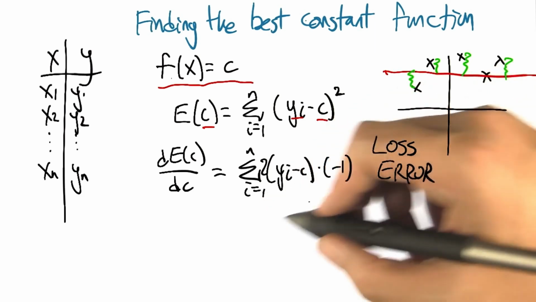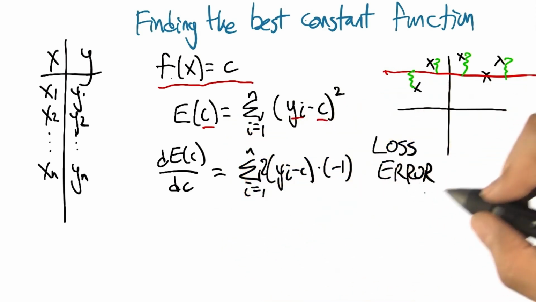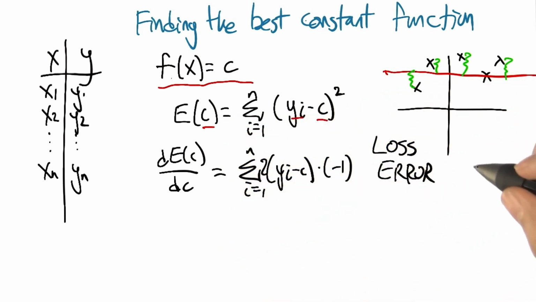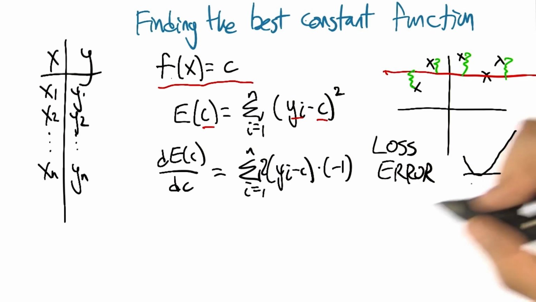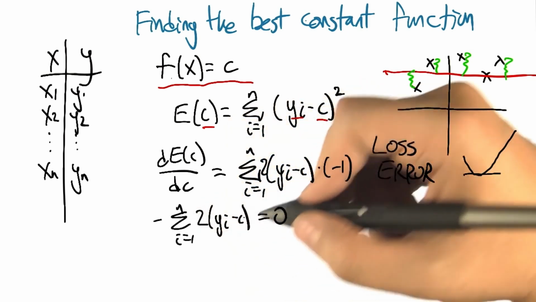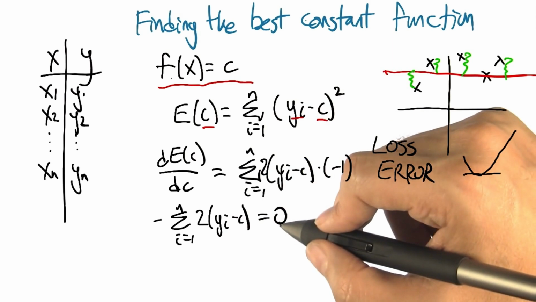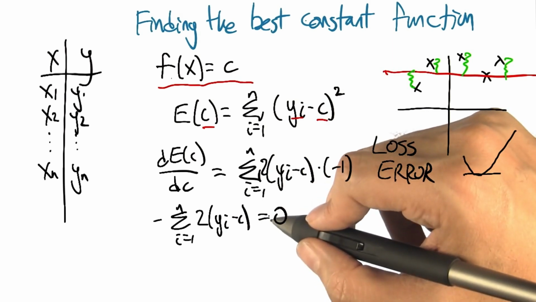You set it equal to 0, because that's what I remember from calculus. That's right. So in particular, the error function is this nice smooth thing, and the derivative is negative, then 0, and then positive. When it hits 0, that's when the thing has bottomed out. All right, so now we just need to solve this equation for c. So we have one equation and one unknown.